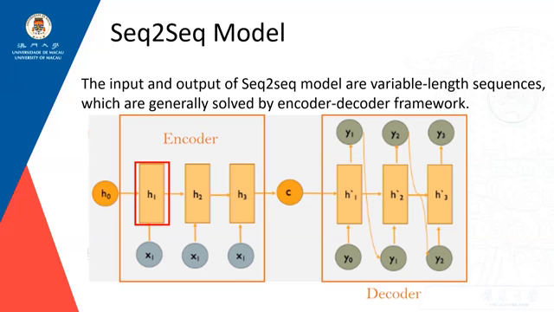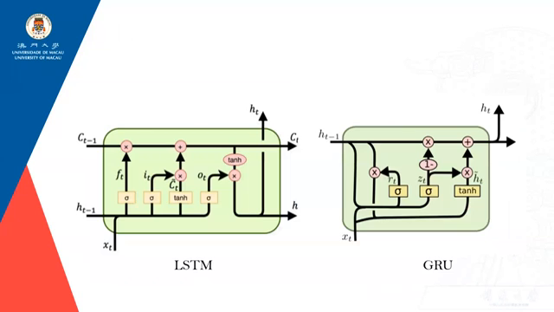And the heart of our encoder is a multilayer GRU, which means gated recurrent unit. GRU and LSTM are both variants of RNN. They are proposed to solve the short-term memory problem and gradient disappearance problem of RNN.